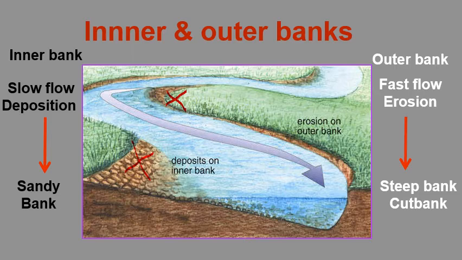Now the inner bank is the area of the river where the river flows slowly. So it flows slowly around the inner bank, causing the river to deposit silt and sand on the inner banks. And that is why when you look at those inner banks, you can see that they are gentle, sandy slopes that create the inner bank.